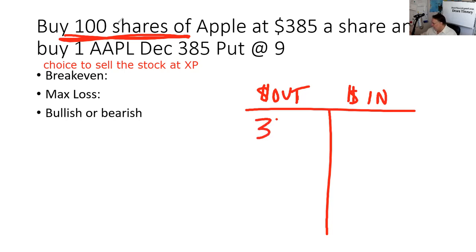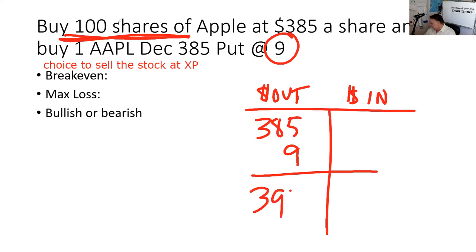We paid $385 for the Apple. We paid 9 points for the protection. So we were out of pocket here. Let's get my calculator. $385 for the stock plus the 9 points for the protection. Our break even is $394. And so the break even, let's put that in here, is the strike price, XP means strike price, plus the premium.